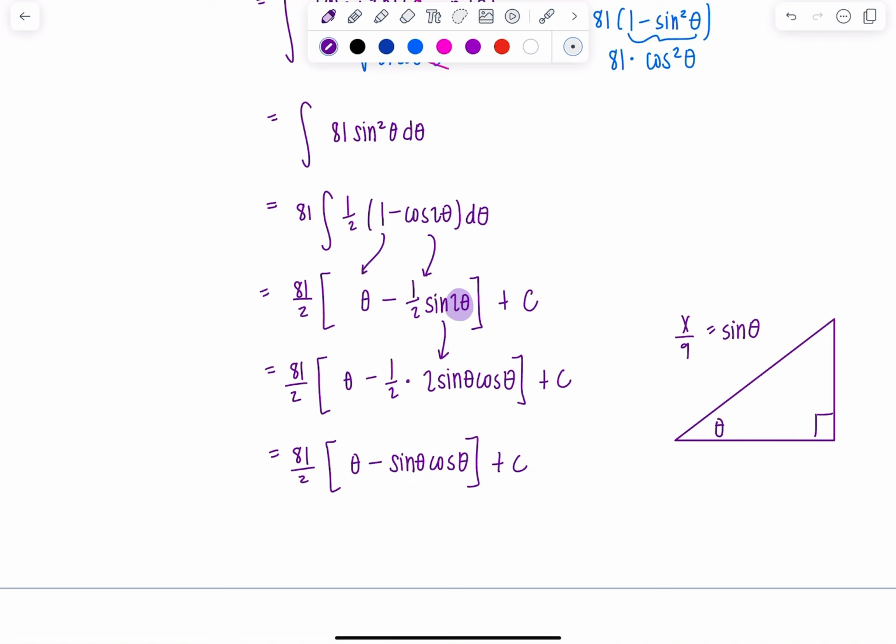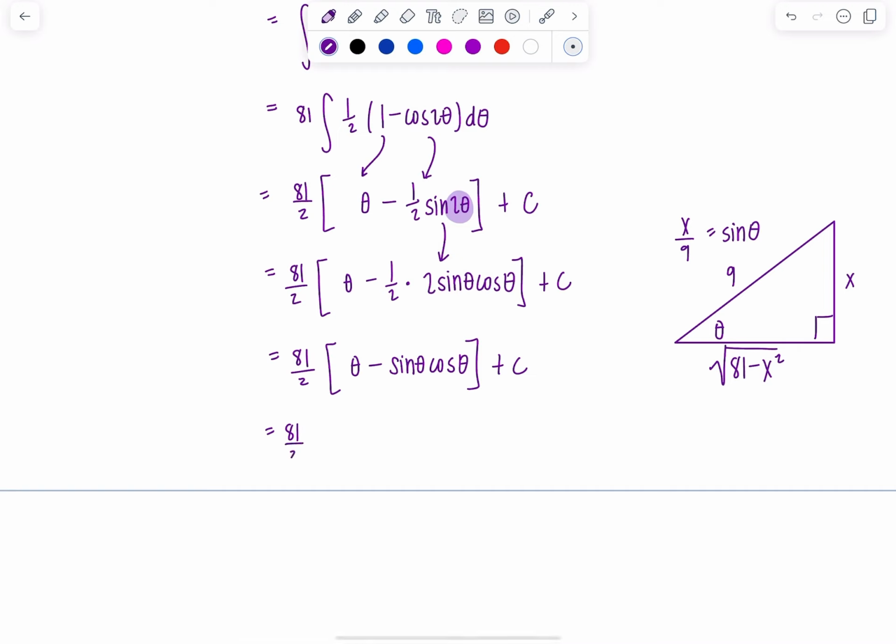Here's theta. So sine of theta, just think back to SOH-CAH-TOA. It's the ratio of the opposite side over the hypotenuse. And then this missing side, use the Pythagorean theorem. It's going to be the square root of 81 minus x squared. Okay, good.